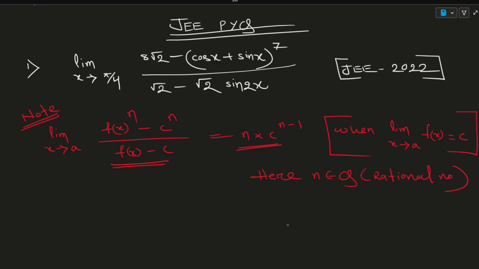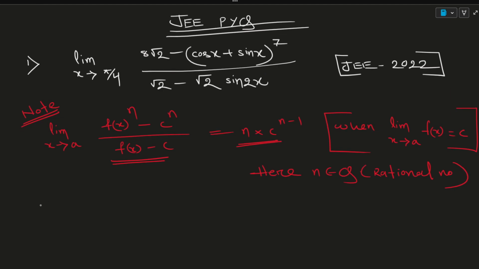So from here we are very clear that when limit x tends to a f of x equals c, then the limit of this function will be this one. So we'll try to relate our question to this concept. Now I will write the question.